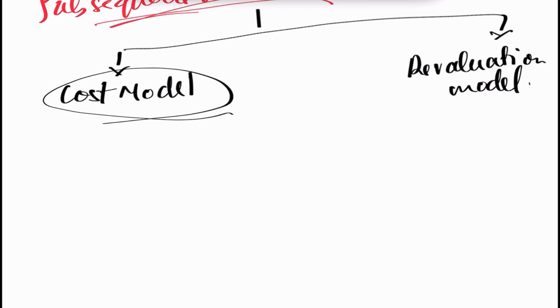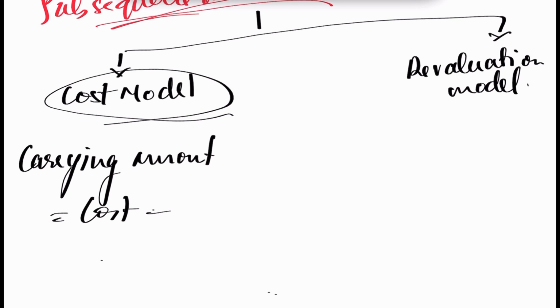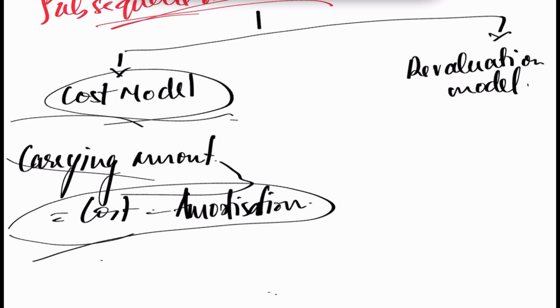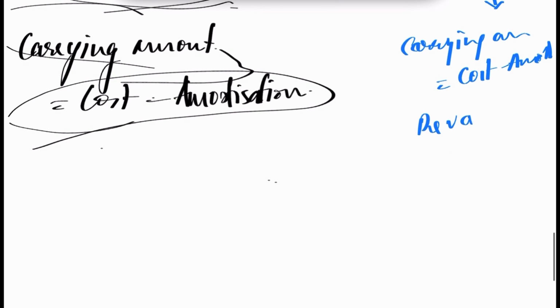So if you choose the cost model, then you have to take the carrying amount. Carrying amount is equal to cost minus amortization. Depreciation will be for tangible asset and amortization will be for intangible asset. So here amortization will come. So if you are choosing the cost model, you should take the carrying amount and reduce the amortization from the cost. If you are choosing the revaluation model, then first you have to identify the carrying amount, that is cost minus amortization. Then after that you should revalue the asset.